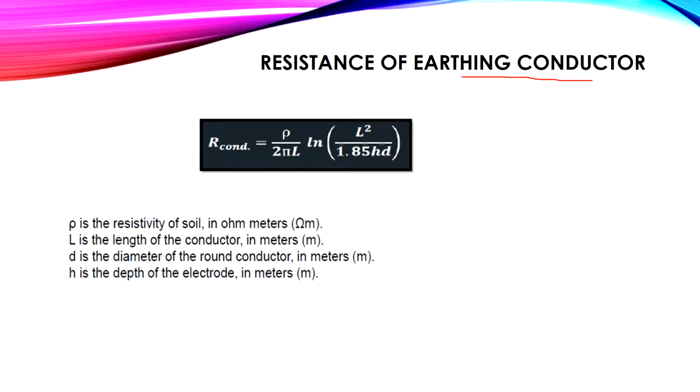Remember that H here is the depth of the electrode, which means that we are talking about the grid itself. As we remember, the conductor here and another one here, all of these are electrodes, a group of electrodes connected by conductors inside the soil. So this one is put at a depth of H, the depth of the electrode. So the depth plays a critical role in the resistance of the conductor.